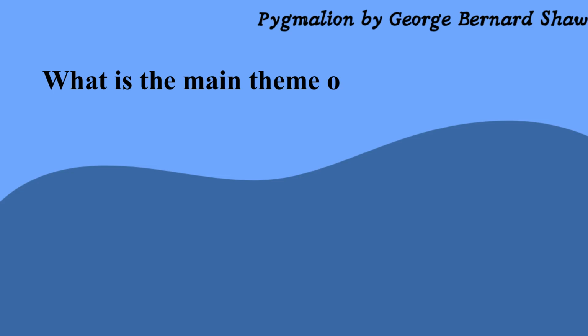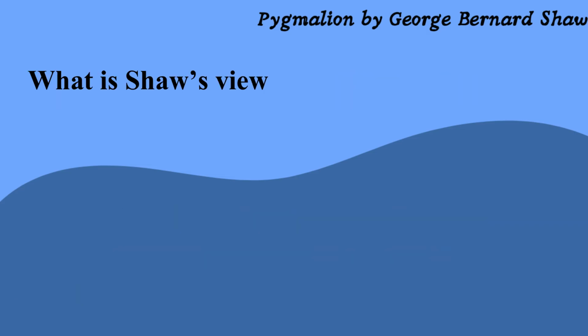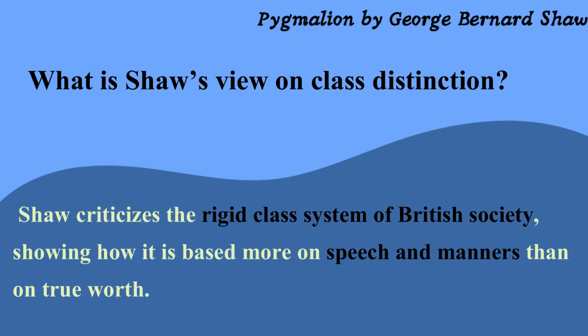What is the main theme of Pygmalion? The main theme is social class and transformation, how language, education and manners can change one's social identity. What is Shaw's view on class distinction? Shaw criticizes the rigid class system of British society, showing how it is based more on speech and manners than on true worth.